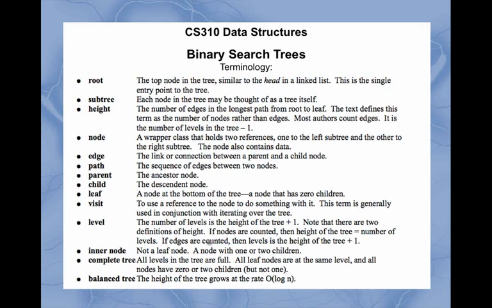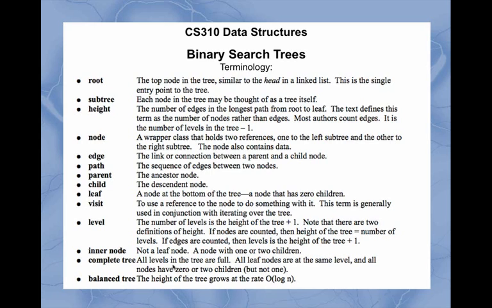An inner node is not a leaf node. That is, a node that has either 1 or 2 children is an inner node. A leaf node has 0 children. A complete tree is a tree in which all levels in the tree are full. And similar to binary heaps, all of the leaf nodes are at the same level, and all nodes have 0 or 2 children, but none of them have 1. So all of the levels are completely full.